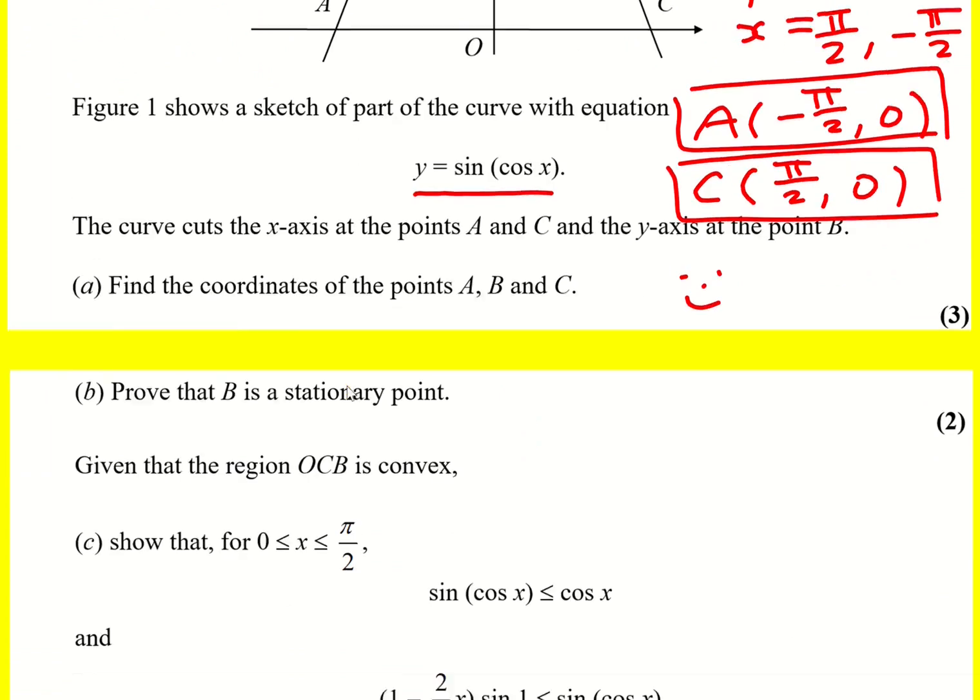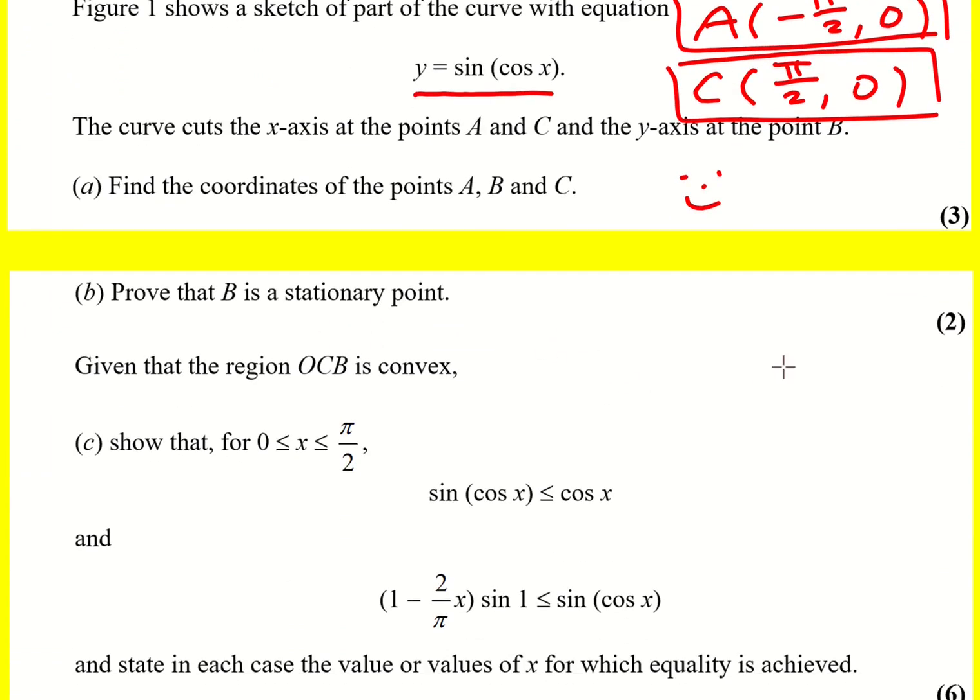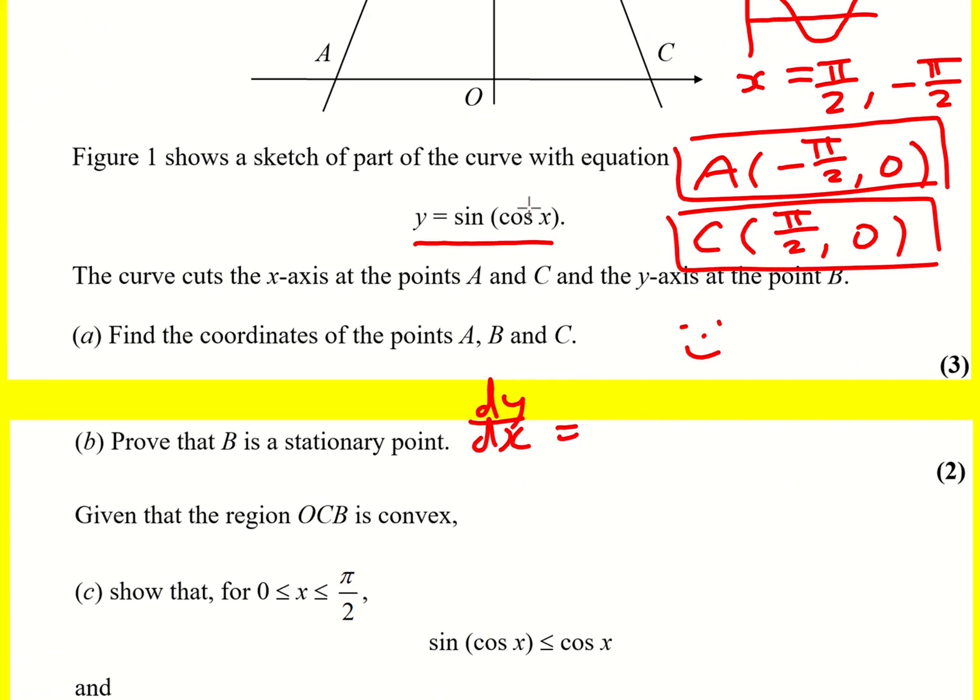Next up, we're asked to prove that b is a stationary point. So we need to find dy by dx here, and that means differentiating sine of cos x. Now we can just use the chain rule. Essentially we differentiate what's inside, and that's going to be minus sine x, and we times by what we get if we differentiate sine with respect to cos x, and that's going to be cos of cos x. Of course, you can write it more formally if you prefer.